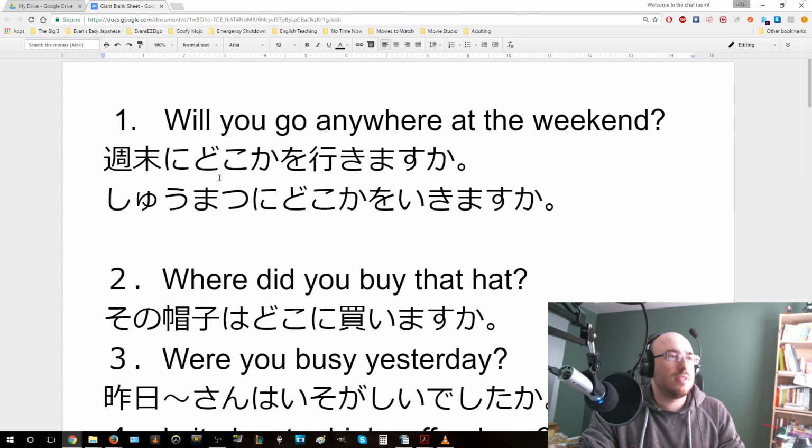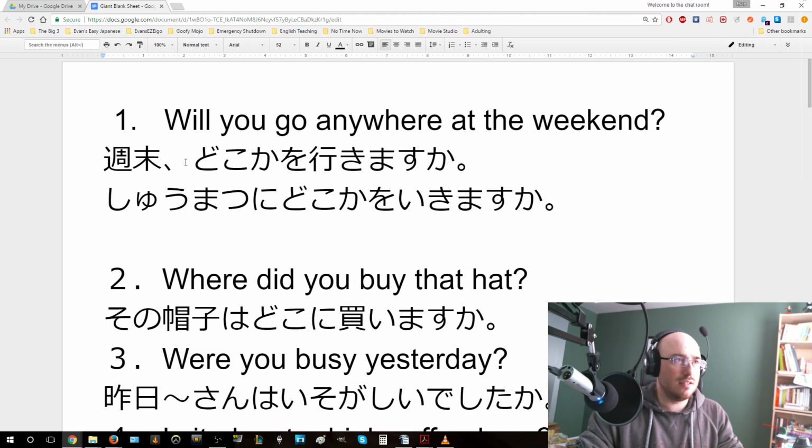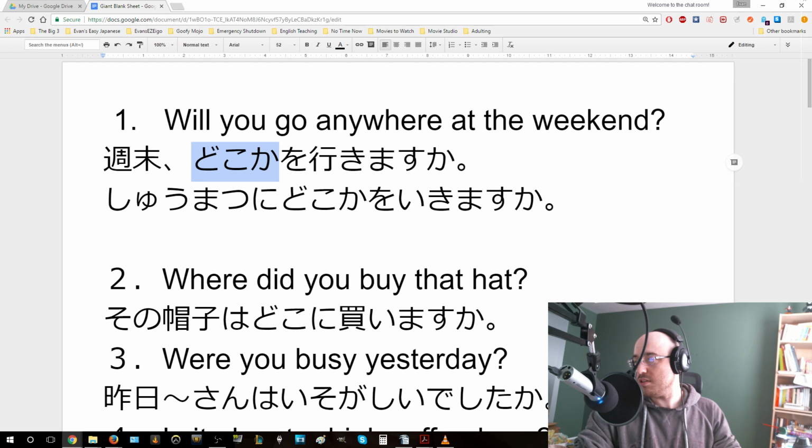Alright, few mistakes here. Shumatsu. Perfect. Ni, that tells us the time. We don't actually even really need the ni, we can just put a comma. Shumatsu. And we understand we're talking about this week's shumatsu. Dokoka means somewhere.